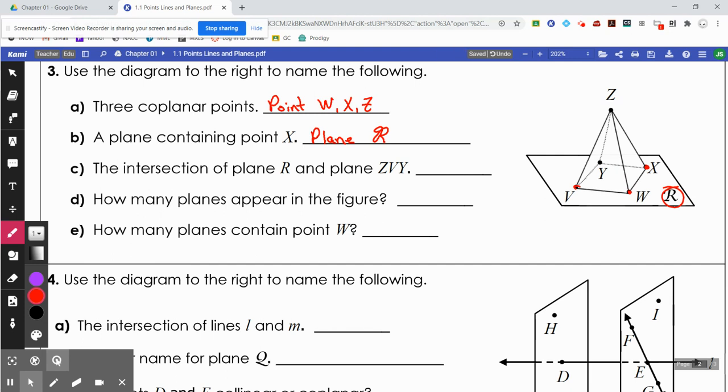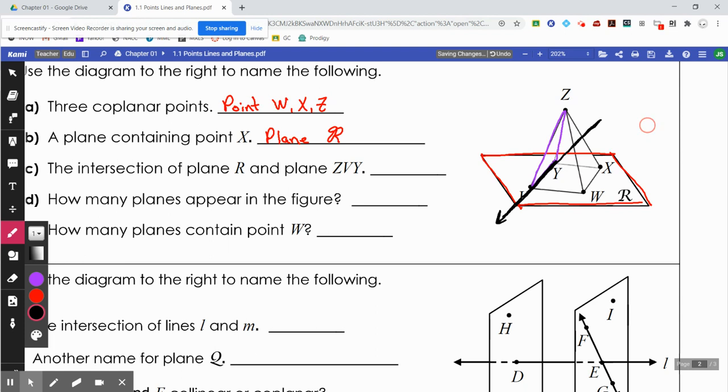The intersection of plane R and plane ZVY. And this is a little bit tougher to see, so I highlighted them. The red plane and the purple plane. The red plane, again, goes forever in all 4 of its directions. The purple plane as well goes forever. So this plane, it doesn't just stop right here. These planes continue on in all directions. So therefore, if you extend that purple and red plane, the actual intersection would be this line. So we're going to call it line VY.